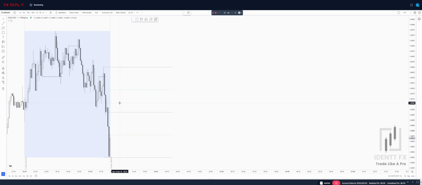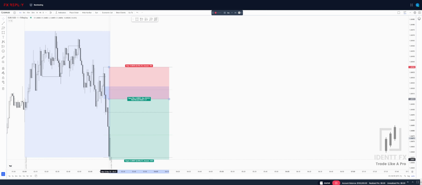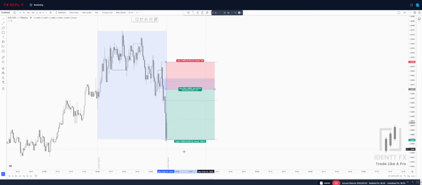So what we will be using is going to be the fair value gap that we have right here. So we will place our order short right there. We are going to cover the high and we are going to target the low hanging fruit here, which will not provide us with 2R.